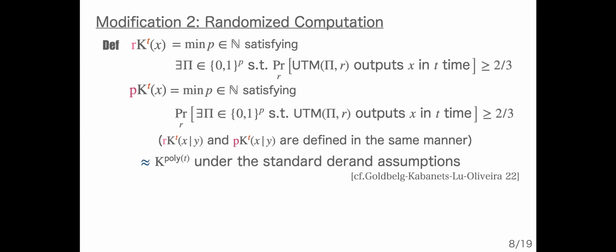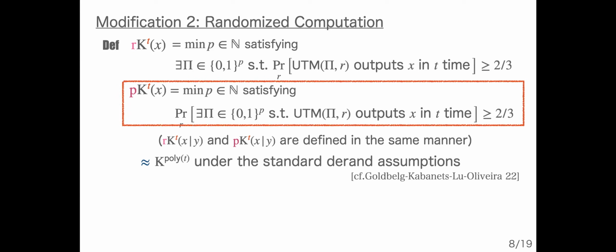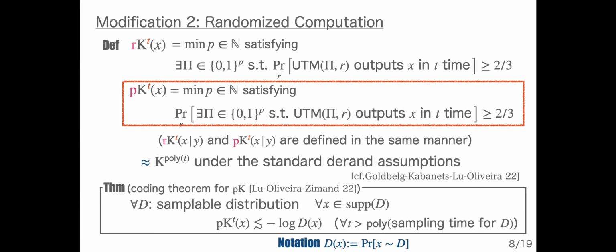In this work, we first work with PK, because for PK we have a very useful lemma called the optimal coding theorem, and we will use this in the first proof. The coding theorem says that for every samplable distribution D and for every string x in its support, by taking a polynomially larger time bound than the sampling time of D, the value of PK is bounded above by the minus logarithm of the probability that x is sampled, with a small additive error.